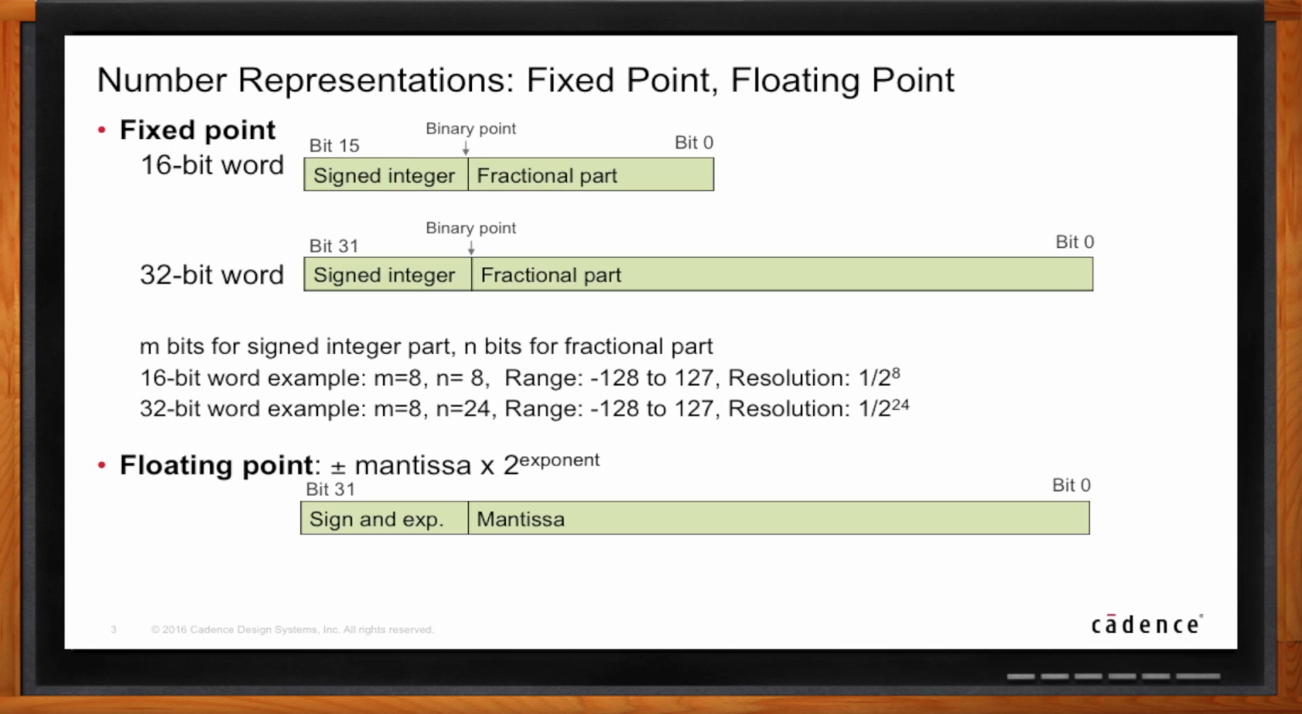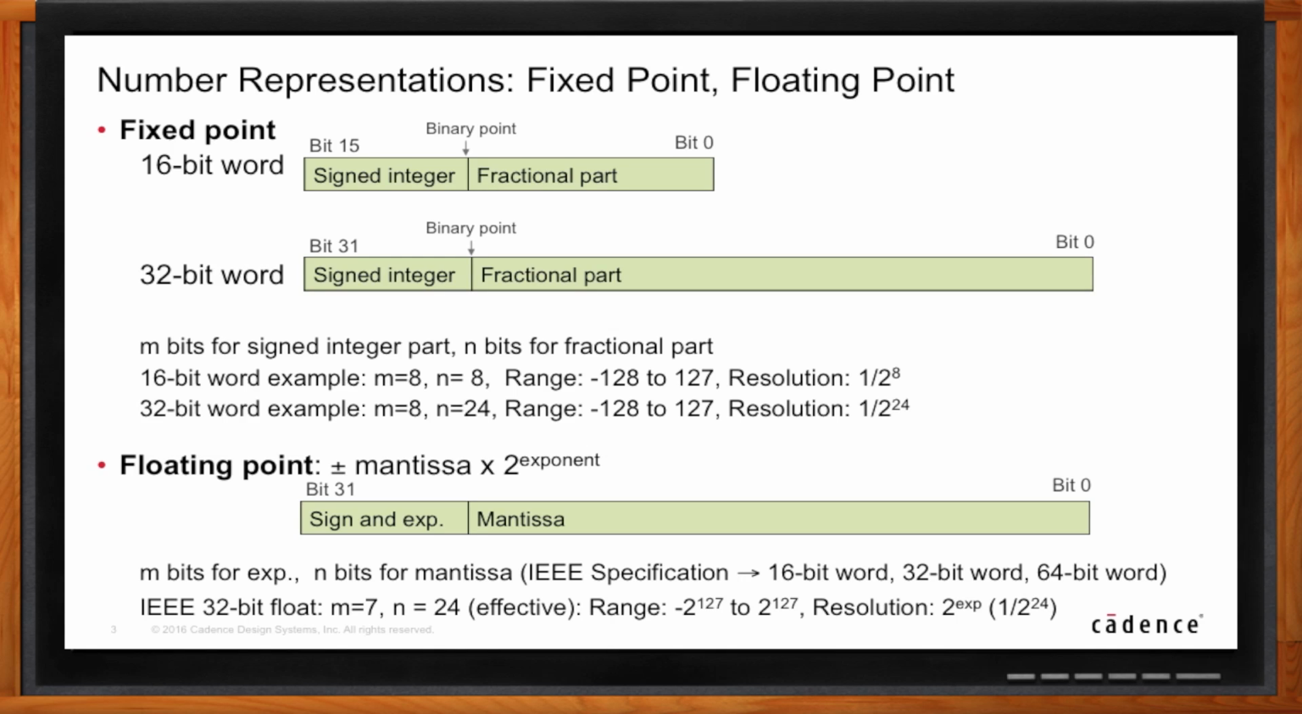And in floating point, IEEE has standards for a 16-bit floating point, a 32-bit floating point, and a 64-bit floating point. So in a floating point representation, the range and the resolution that can be represented is different from the fixed point. In particular, the range of floating point is much higher compared to the same word width of the fixed point.